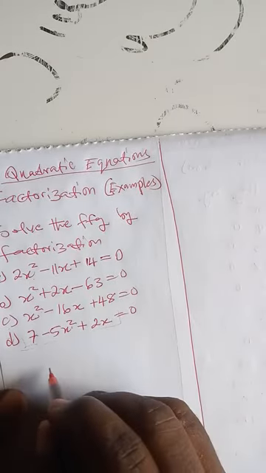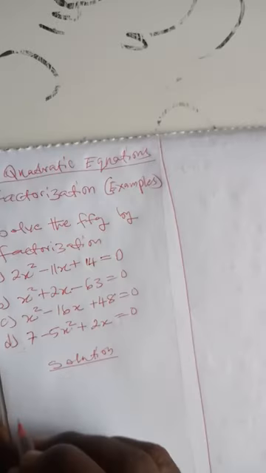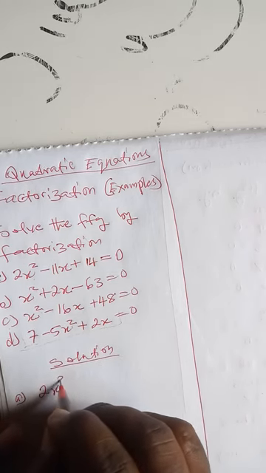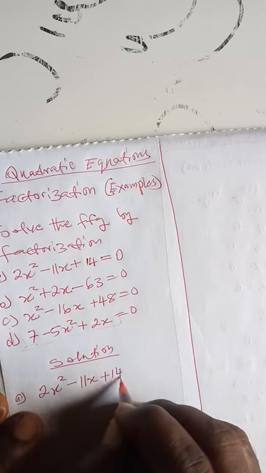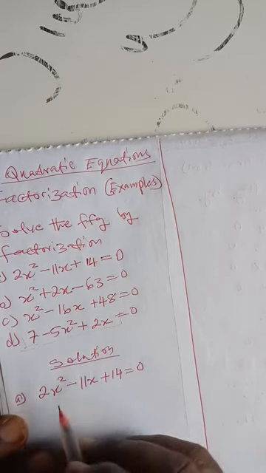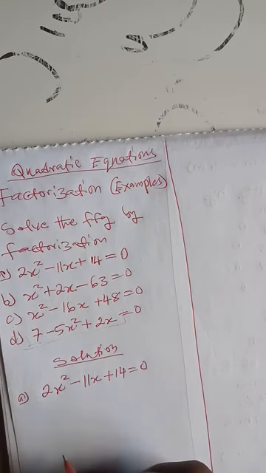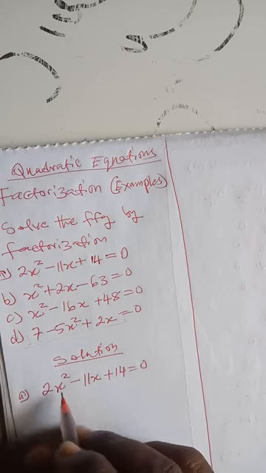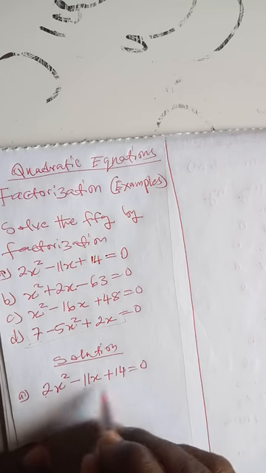Okay, so let's start. Solution. We start with the first one. Please pay attention to details. I have 2x squared minus 11x plus 14 equals 0. All I'm going to be doing here is, you see the coefficient of x squared. Coefficient means the number multiplying that term or that letter. So the coefficient of x squared here is 2, the coefficient of x is minus 11, and then the constant term.